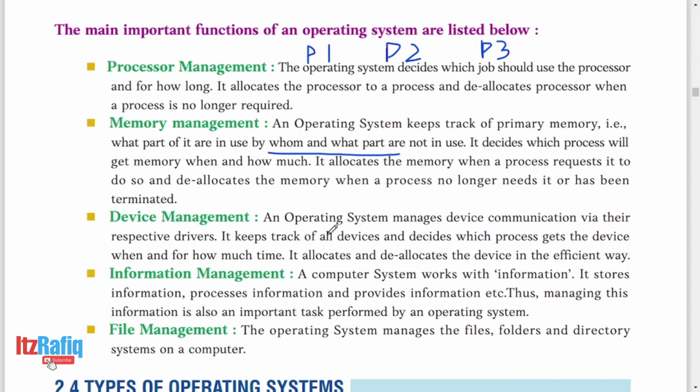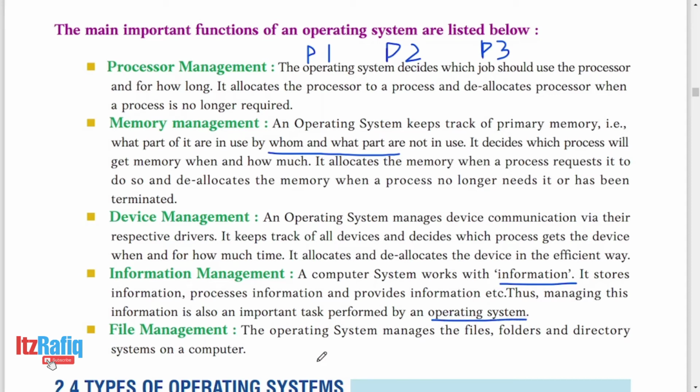Then device management. An operating system manages the device communication via their respective drivers. It keeps track of all the devices and decides which process gets the device, when, and for how much time. It allocates and deallocates the device in an efficient way. Information management. A computer system works with information. It stores information, processes information and provides the information, etc. Thus, managing this information is also an important task performed by the operating system.